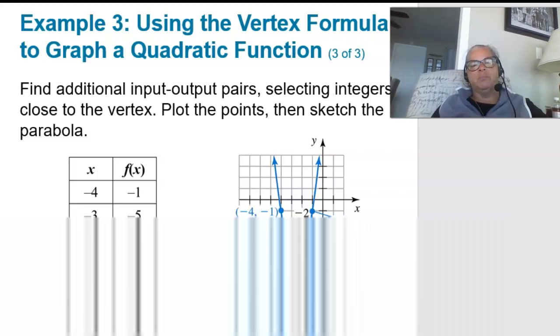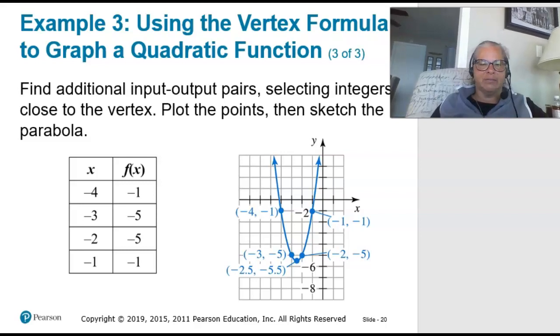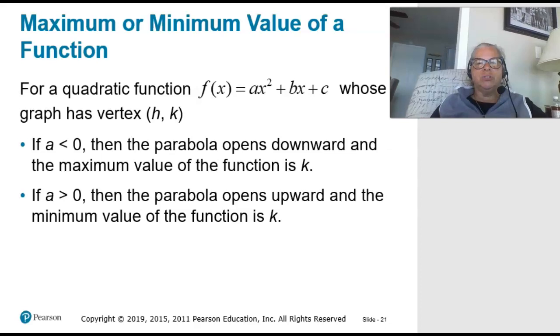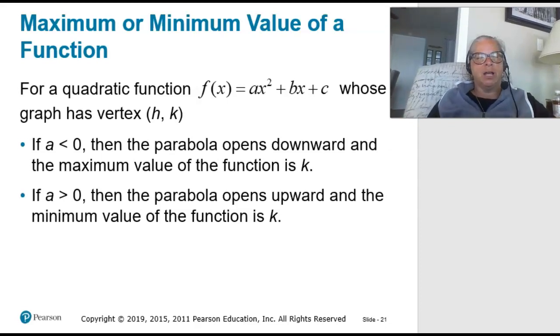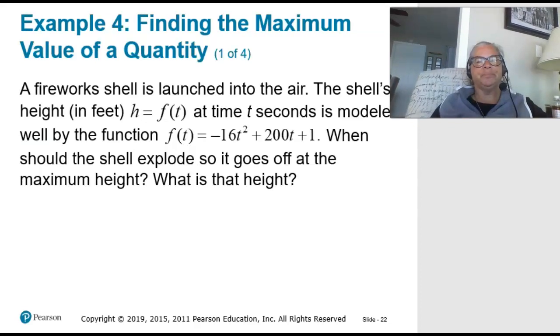We can find other points by just substituting x values into the function. Once we have the x values in the function, we can find the other points to sketch the graph. So just remember that if you are using the standard function, if a is less than 0, so if a is negative, it's going to open downward, so you're going to look for a maximum. If a is positive, then it opens upward, and you are looking for a minimum.